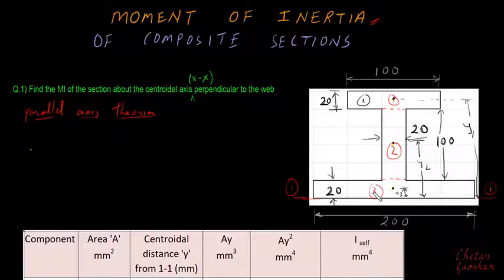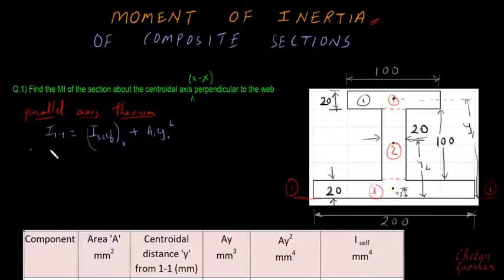By using the parallel axis theorem, I know that the moment of inertia about the reference axis 1-1 will be equal to the moment of inertia of this first rectangle, which I can write as I self 1 plus the area of this rectangle A1 times y1 square. This is nothing but the moment of inertia of this rectangle about the reference axis 1-1.